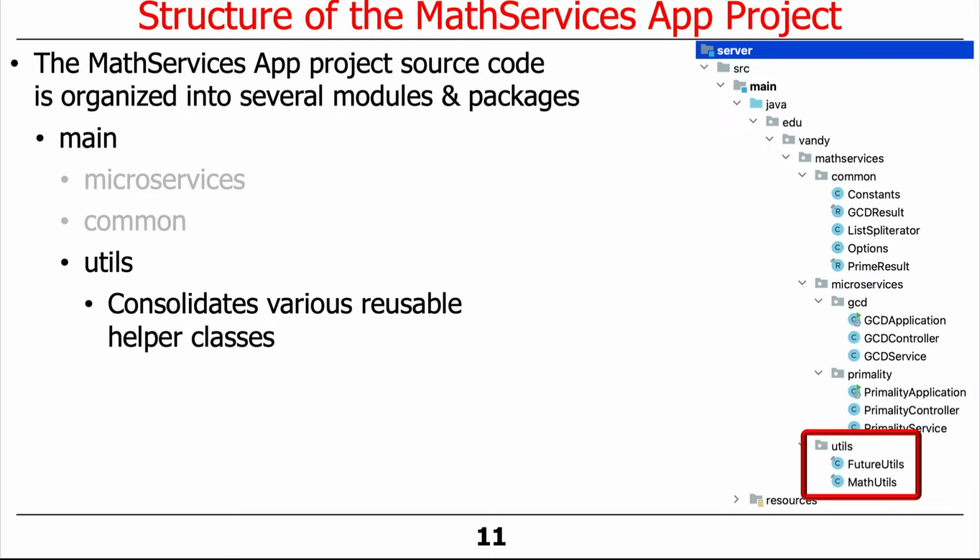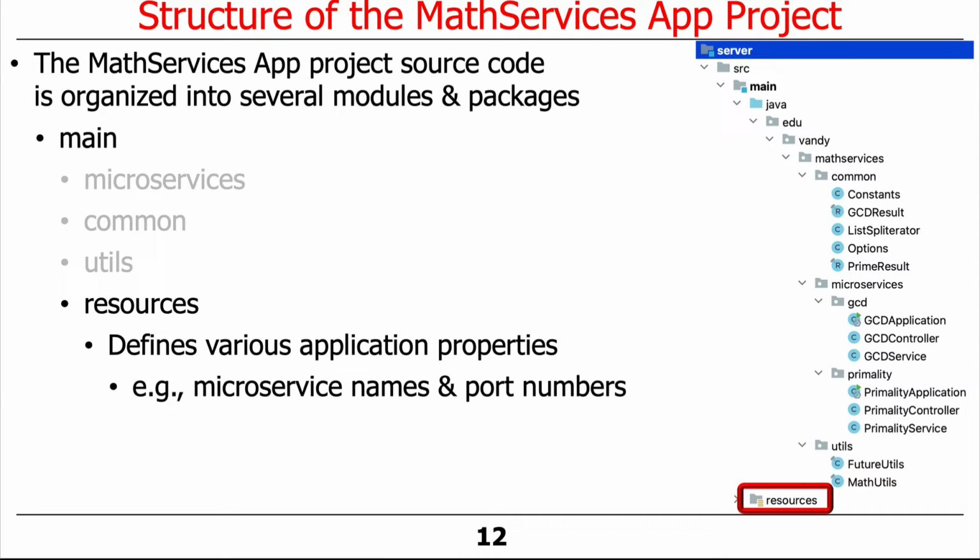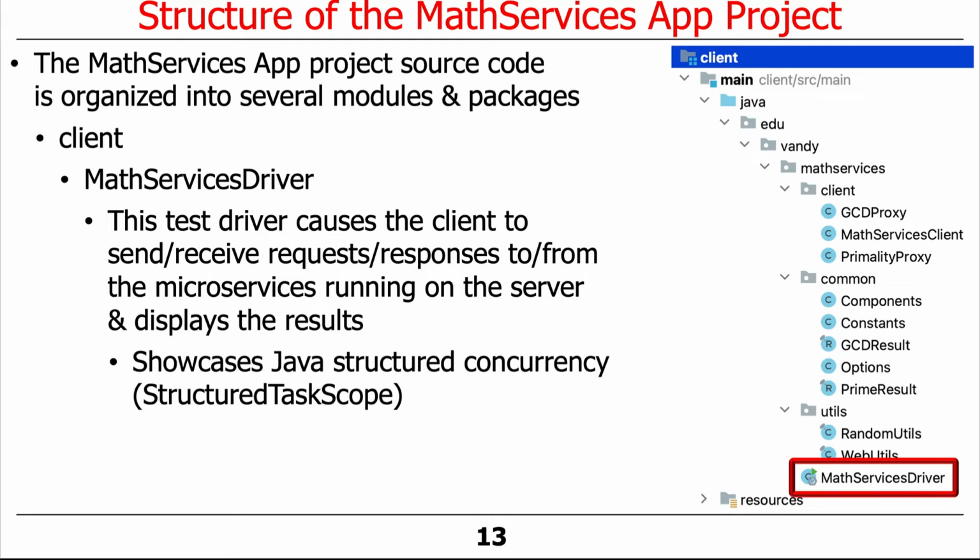And we've also got future utils, which we've been using with our Java 19 and Java 20 structured task scope APIs, which take futures and deal with futures. And then finally, there's a resources folder that has things like the microservices names and the port numbers and so on and so forth. On the client side, we've got the MathServices driver. This is the main test driver that will send and receive requests and responses to and from the microservices using Java structured concurrency. So we're going to have fun looking at that.